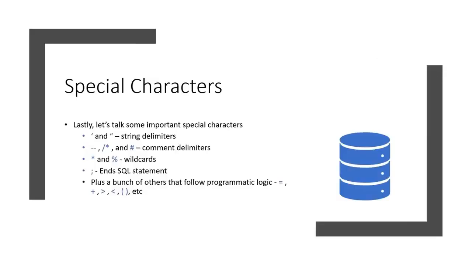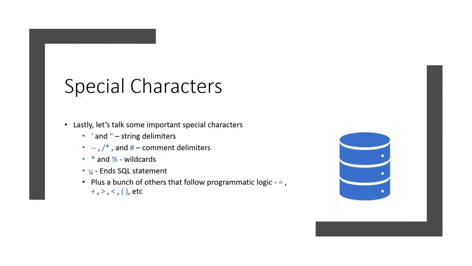let's talk about special characters really quick. These are some important things that you're going to see. You're going to see something like an apostrophe or single quote or double quote. These are string delimiters. We'll talk about these in a second, and you'll see why they're important. We have these comment delimiters here. We've got wildcards. You just saw a wildcard, and this is also a wildcard, the percentage sign.